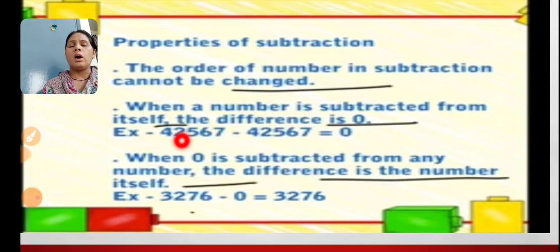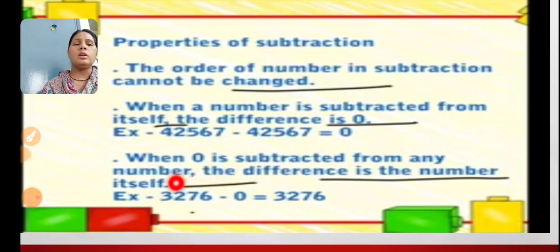Means अगर आप एक 2 नंबर सेम है और बीच में माइनस का साइन है, then you will get the answer 0. For example, 42,567 minus 42,567. When this number is subtracted from this number, the difference will be 0. And the next property is when 0 is subtracted from any number, then what happens? The difference is the number itself.